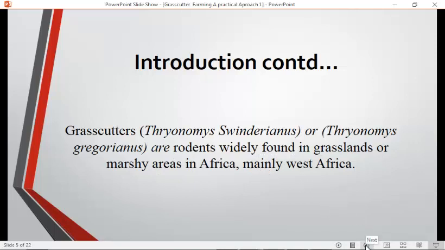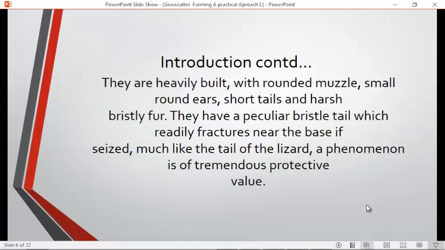So generally, grasscutters are rodents. They come in two main families, and they are found largely in West Africa. They are heavily built, they have a rounded muscle, small round ears, short tails, and harsh bristle fur. They have a peculiar bristle tail which readily fractures near the base. This is just trying to explain what grasscutters look like.